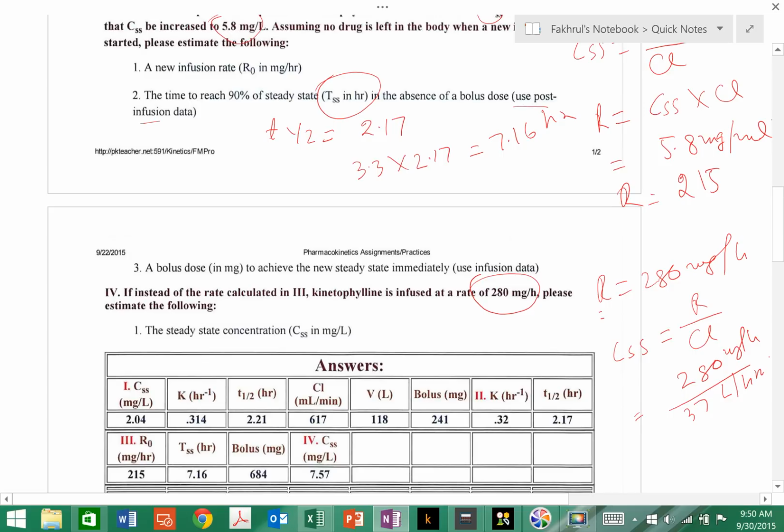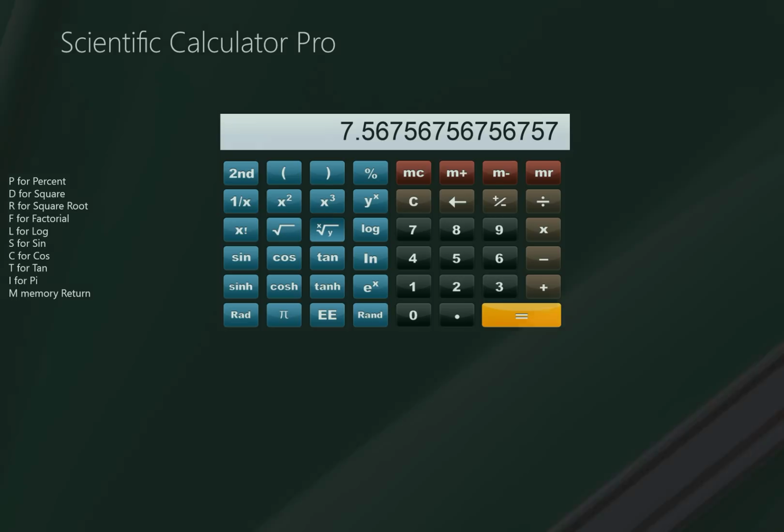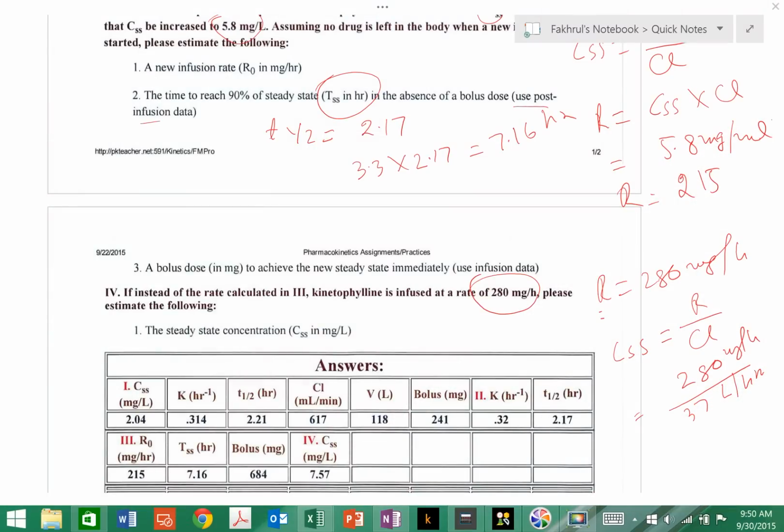So we calculate 280 divided by 37, and it is 7.57. So we have this 7.57. Now let's go back to that problem again.